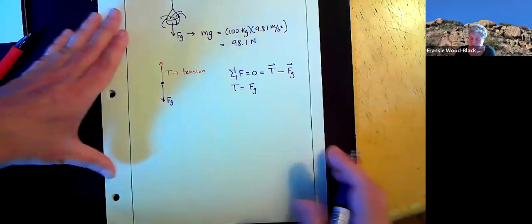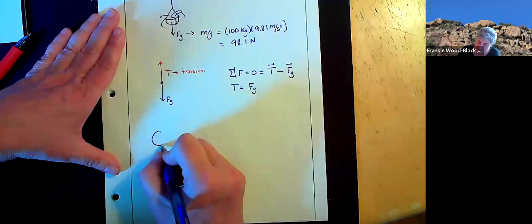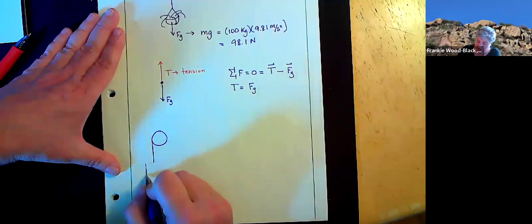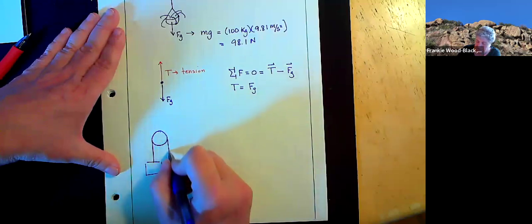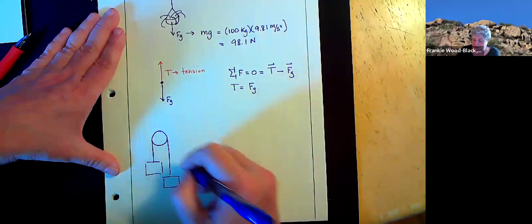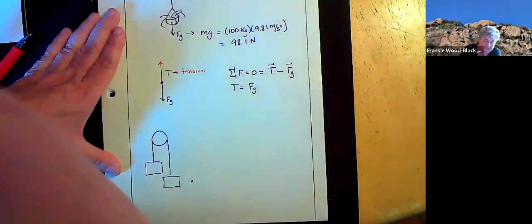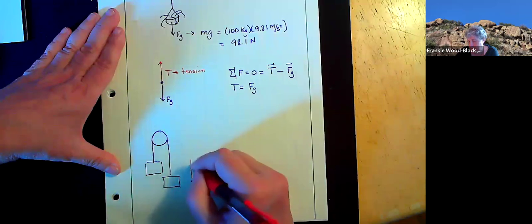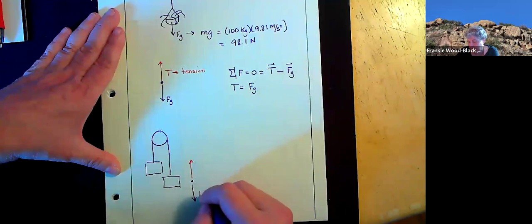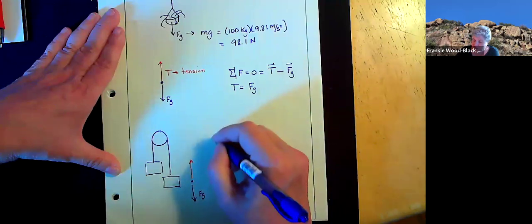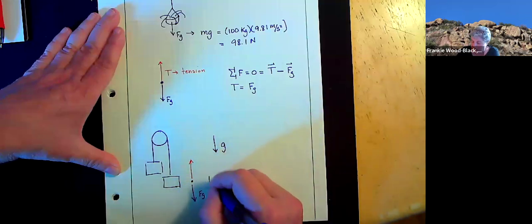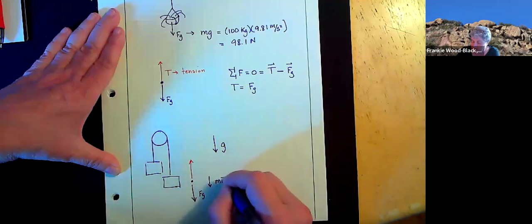I could do something different with a pulley. I have an object on this side of my pulley, and I have an object on this side of my pulley. If I look at this, I'm going to have my tension in the rope, and I'm going to have my force due to gravity. And we're going to say that I've got acceleration in this direction. So this will have a mass times acceleration that's going to go down.